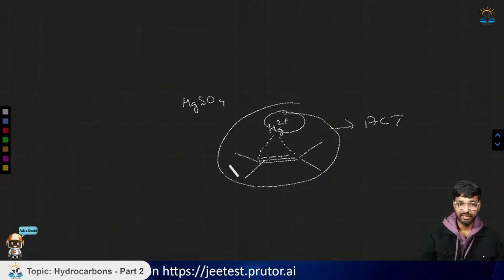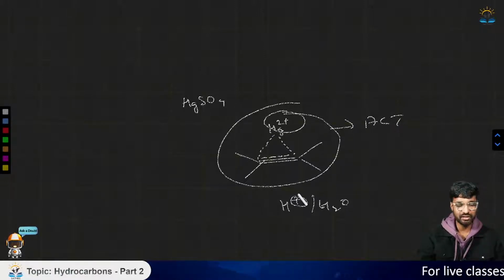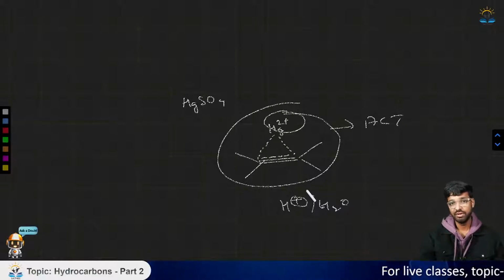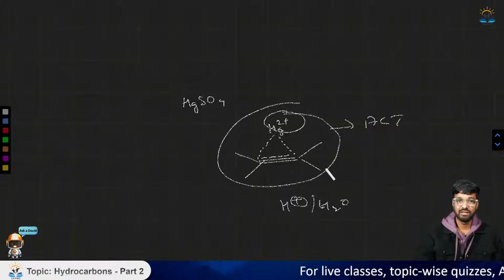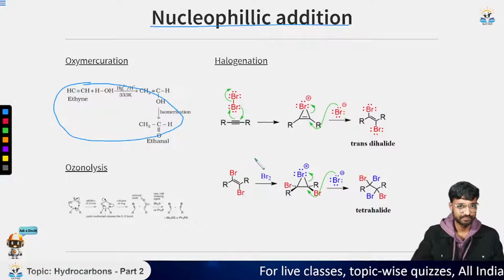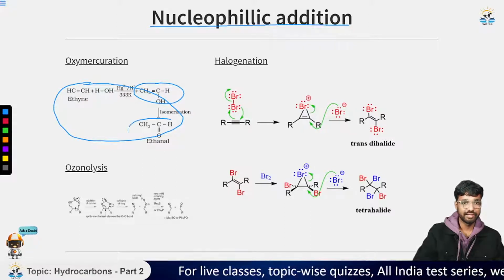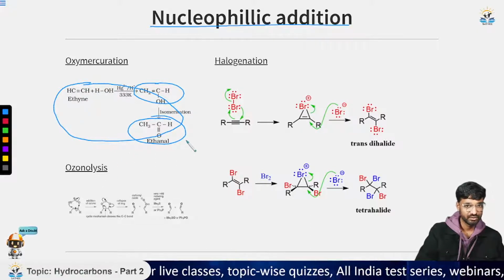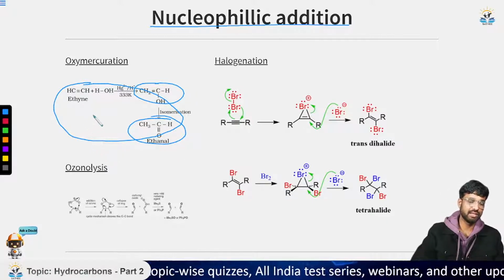And now we have formed an activated complex, and since we are taking this H plus and H2O, H2O is added in this fashion, so OH gets here, and H plus goes on the opposite side. So it happens on the side which is less steric. If this is less steric, OH will be here. Then further we get the reactant. Now since this enol form is less stable, we'll get this keto form. So this is the oxymercuration reaction of this ethyne.